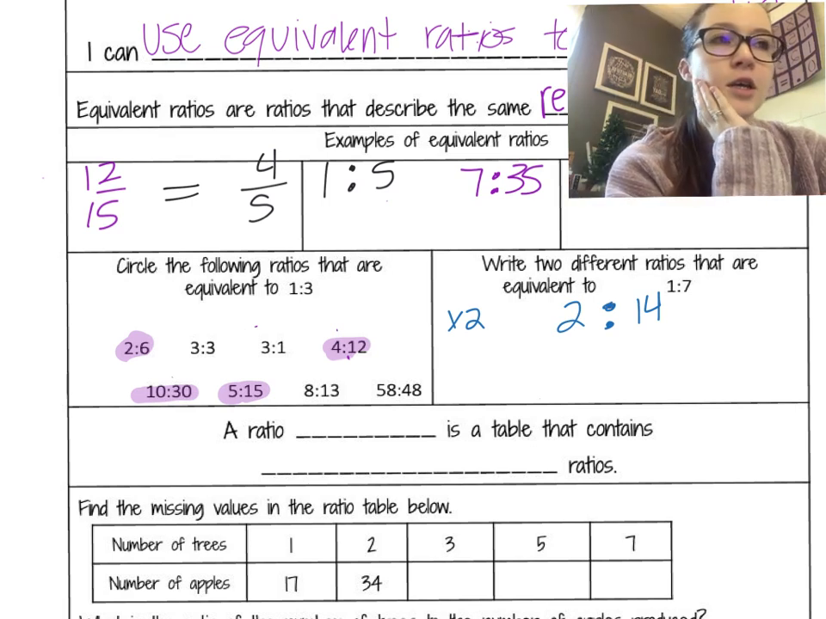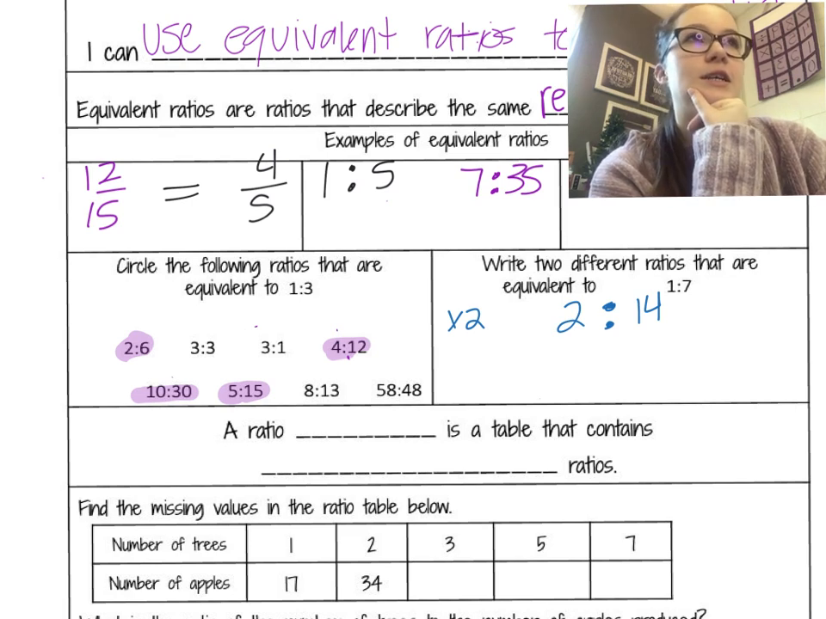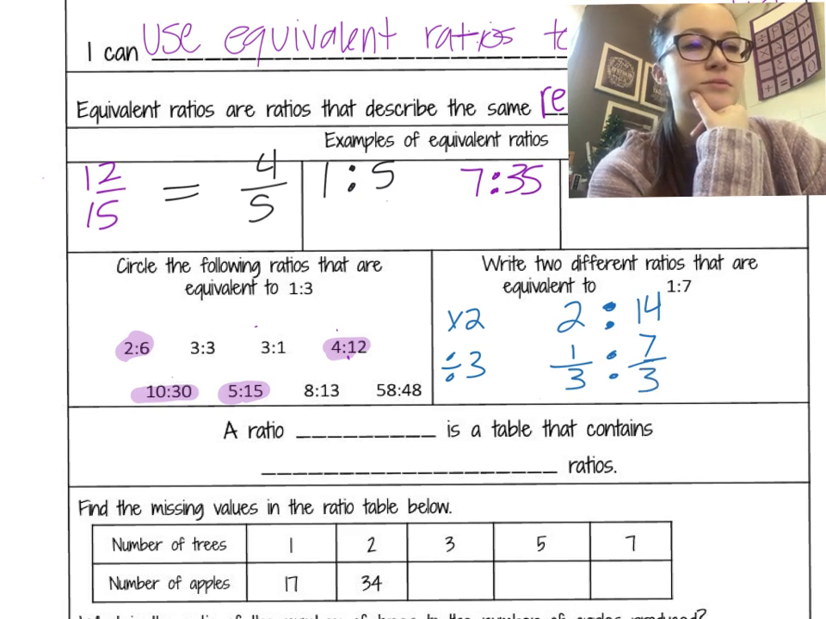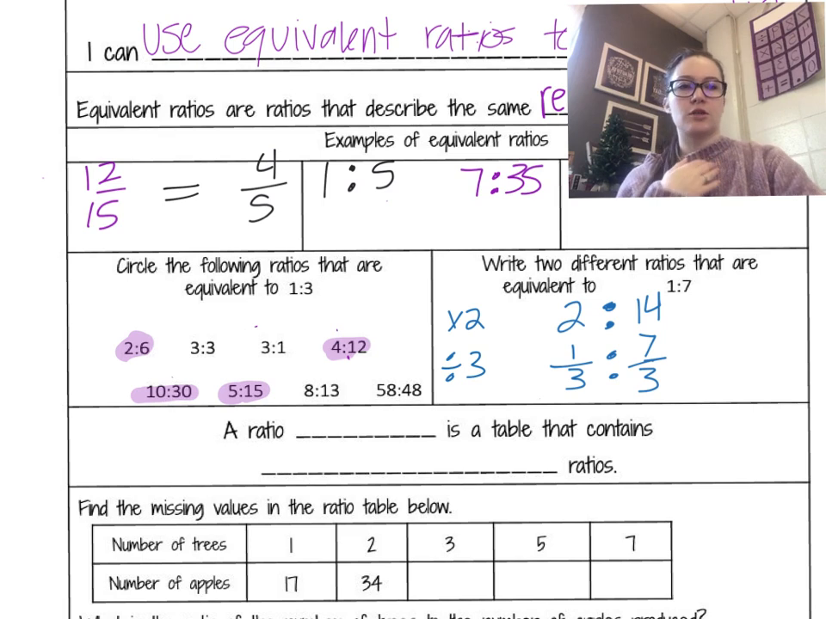You can also do it by dividing. Let's divide by 3. So we're going to have 1 divided by 3, and then 7 divided by 3, which just end up being fractions. So an equivalent ratio to 1 to 7 would be 2 to 14. Another equivalent one would be 1/3 to 7/3, okay? As long as you're changing both sides by the same amount, it's equivalent.